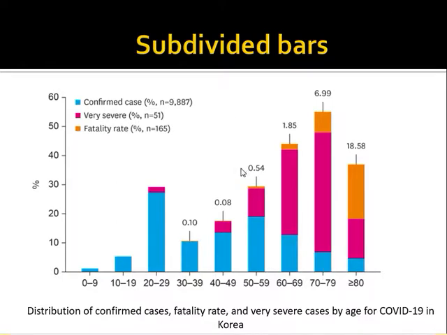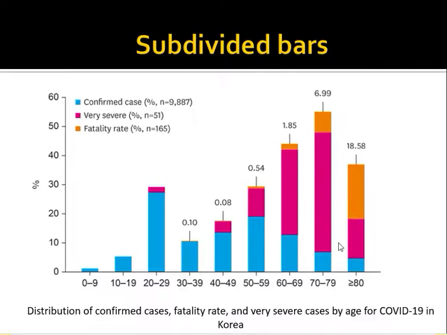So, such a diagram where different categories can be represented in a single bar is called a subdivided bar diagram. So, many categories, that is the number of confirmed cases, the number of very severe cases and the number of fatalities are represented in this single bar. The entire bar will represent the total number, which is then subdivided into the various numbers. So, this is how we use a subdivided bar diagram. This will help you in comparison in the different age groups.